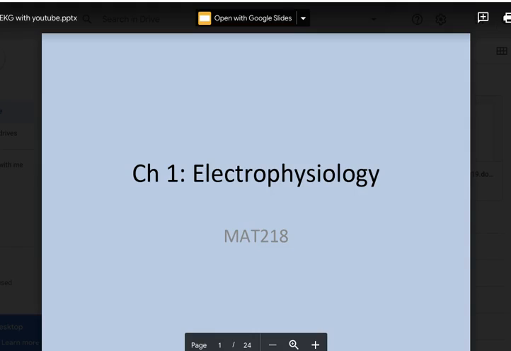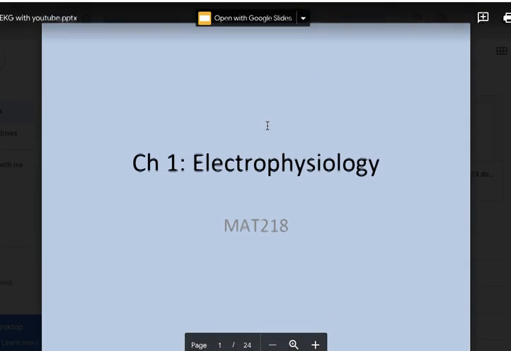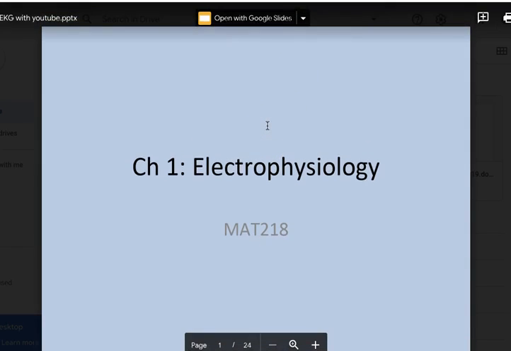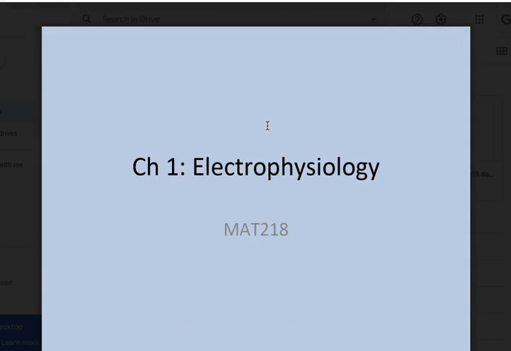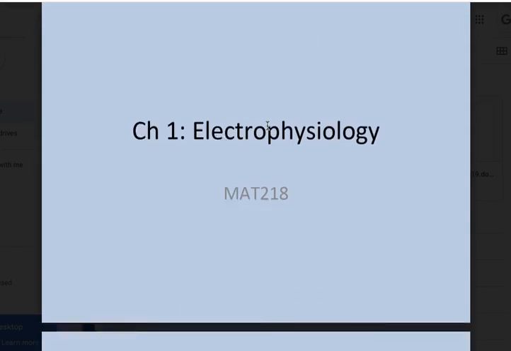We are going to start with the electrophysiology of the heart. When we had anatomy, I don't think we spent a whole lot of time on electrophysiology, so this will be new to most of you.